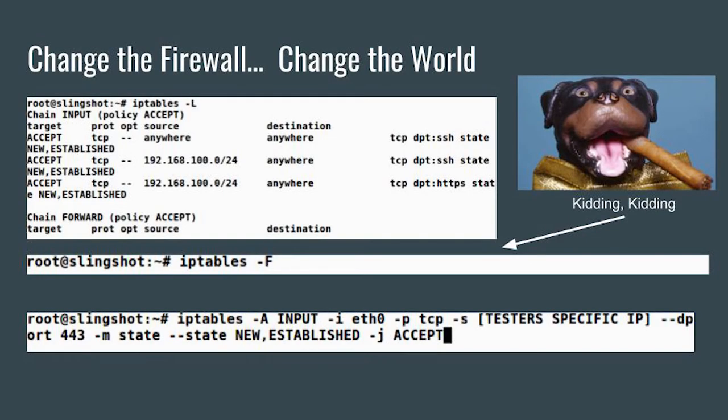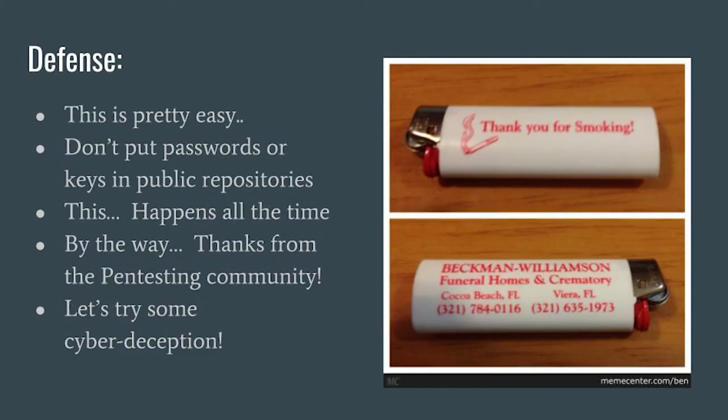As part of one of our assessments, once we gained access to the firewall user ID and password in Git, we were able to authenticate and then create new rules that let us gain access to a number of additional resources. So the best defense for this is, please don't make it easy. Don't put your passwords and keys in public repositories. And this happens way more than it actually should.